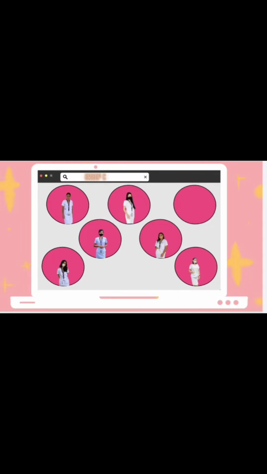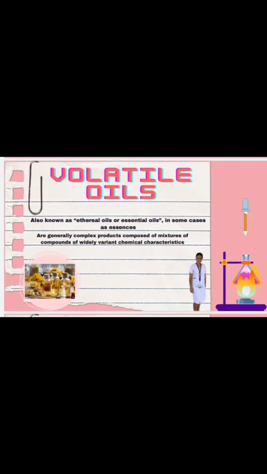So what are volatile oils? Volatile oils, also known as ethereal oils or essential oils, in some cases as essences. Volatile oils are generally complex products composed of mixtures of compounds of widely variant chemical characteristics.